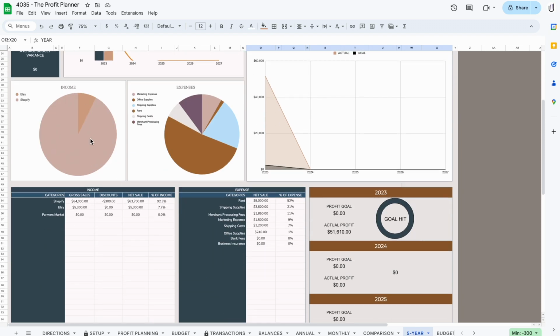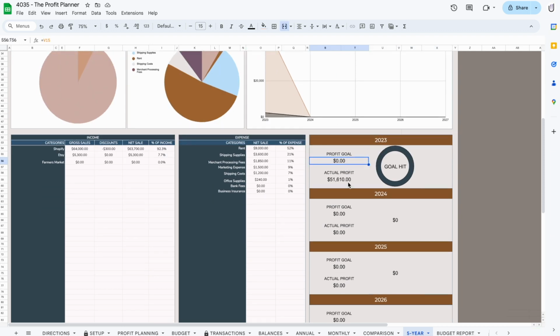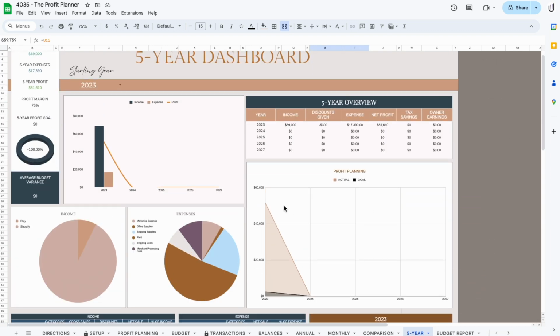Your profit planning is going to show you what your profit planning goals were versus what they actually were per year. So it's going to balance itself out as you get more data into the spreadsheet. It's going to show over a 5-year period where you earned the most money and where you may need to focus a little less on. It's going to show you where you were spending the most money here. So we have rent coming in at $9,000 and shipping supplies once more. That's consistent with what we saw on the annual and monthly dashboards.